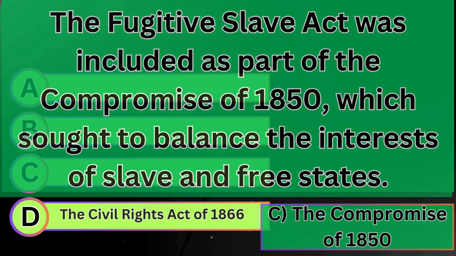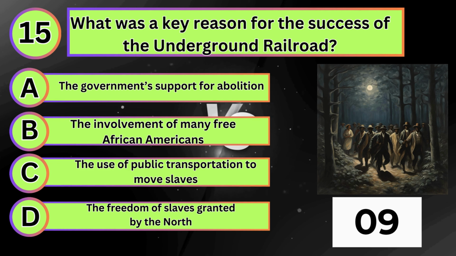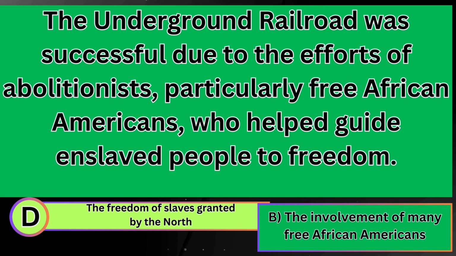What was a key reason for the success of the Underground Railroad? B. The involvement of many free African Americans. The Underground Railroad was successful due to the efforts of abolitionists, particularly free African Americans, who helped guide enslaved people to freedom.